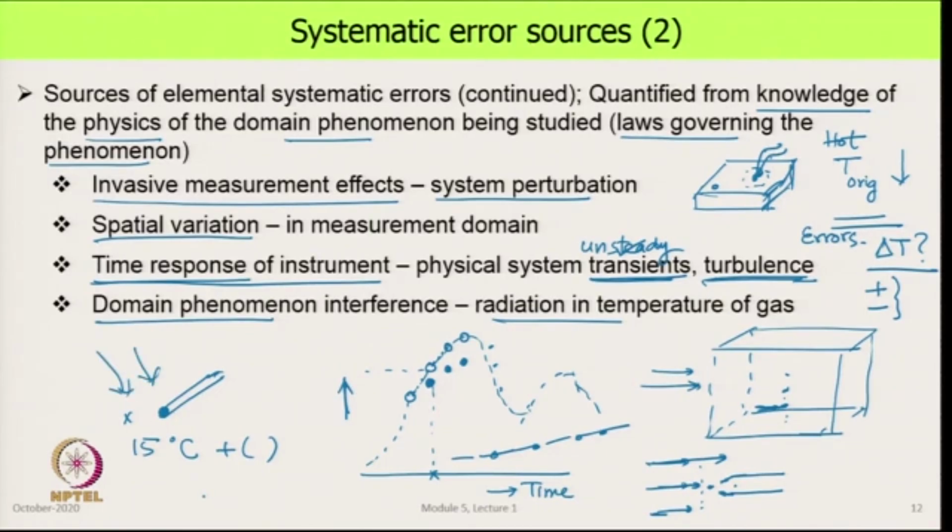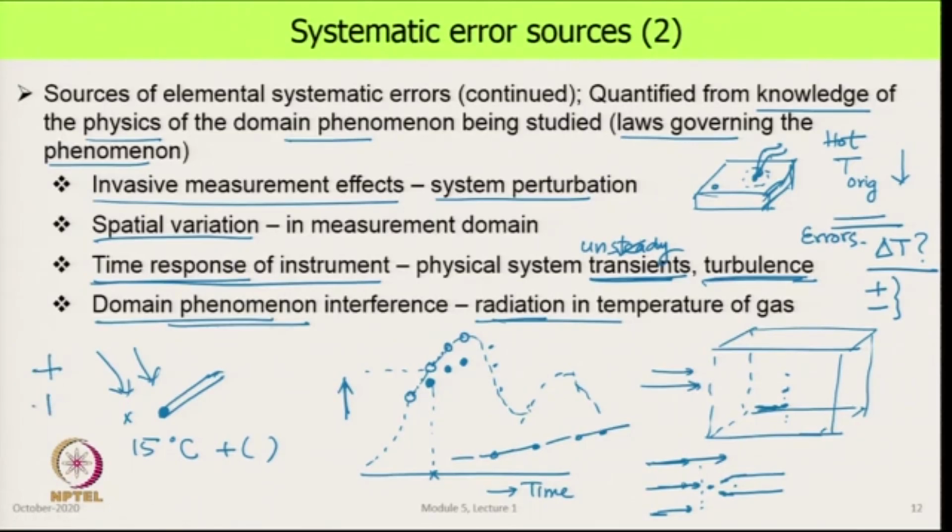This instrument will show something else. Ambient temperature may be 30 degrees Celsius, this may end up showing 38, 39, 40 degrees Celsius. So, that is what I call a phenomenon, and this is an example where radiation is influencing this. What has to be done in this particular case is to go back to the physics of what happens in this situation and see how you can eliminate or minimize the radiation effect on this.